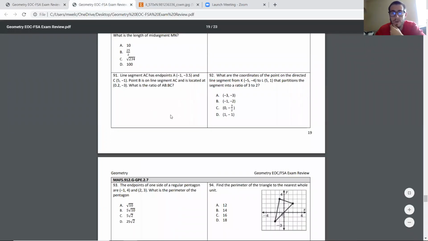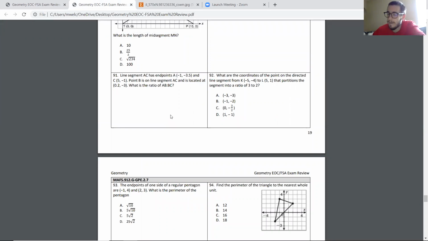Okay, we're going to do number 92. So let's take a look at that first. Number 92 says, what are the coordinates of the point on the directed line segment from -5, -4 to 5, 1 that partitions the segment into a ratio of 3 to 2?